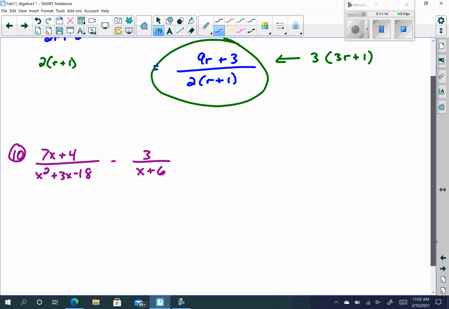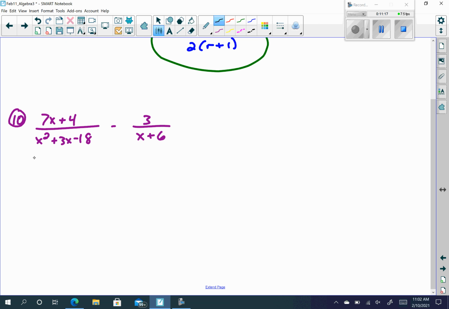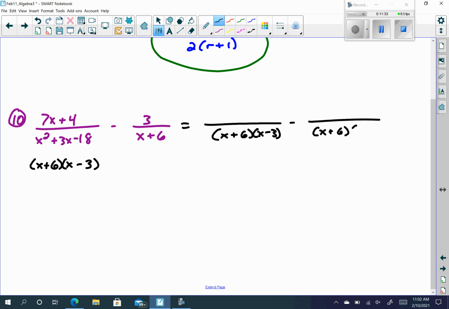All right, with number 10, I'm going to go and factor the first denominator. This will factor into x and x. We'll use 6 and 3. Need a plus 6 and a minus 3. So my LCD is going to be both x plus 6 and x minus 3. Now my first denominator had both of them, so I'm not going to change my numerator. But the 3 needs to get multiplied by the x minus 3 because it already had the x plus 6.